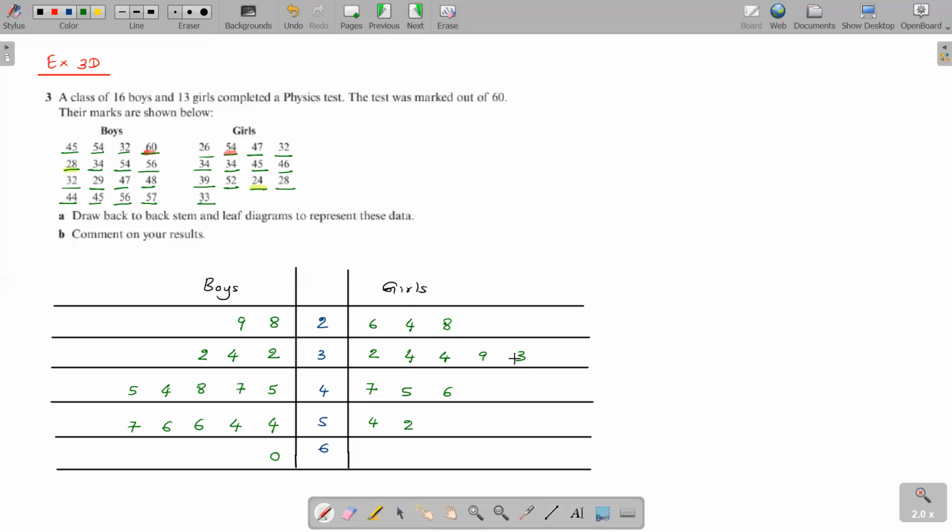Okay, so you can see this is what we call a back-to-back stem and leaf diagram, because by using an individual stem, we compare two sets of data on either side.